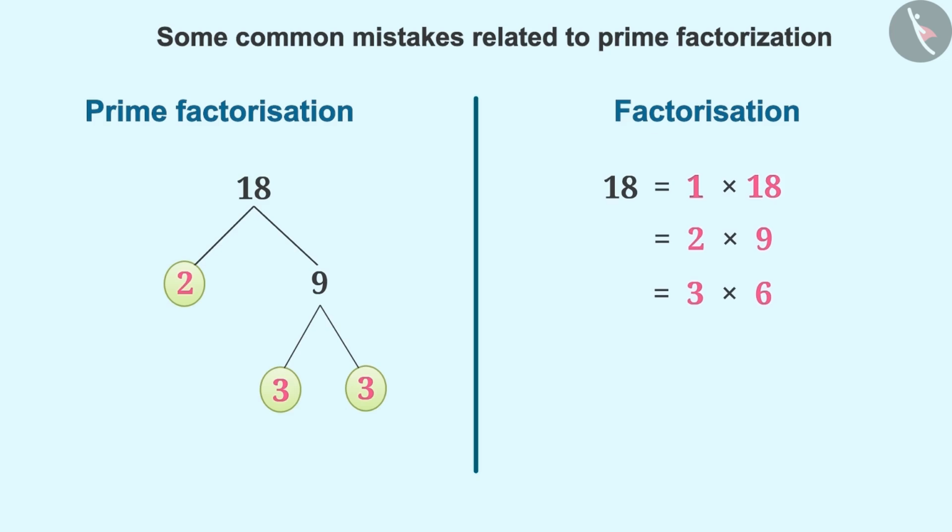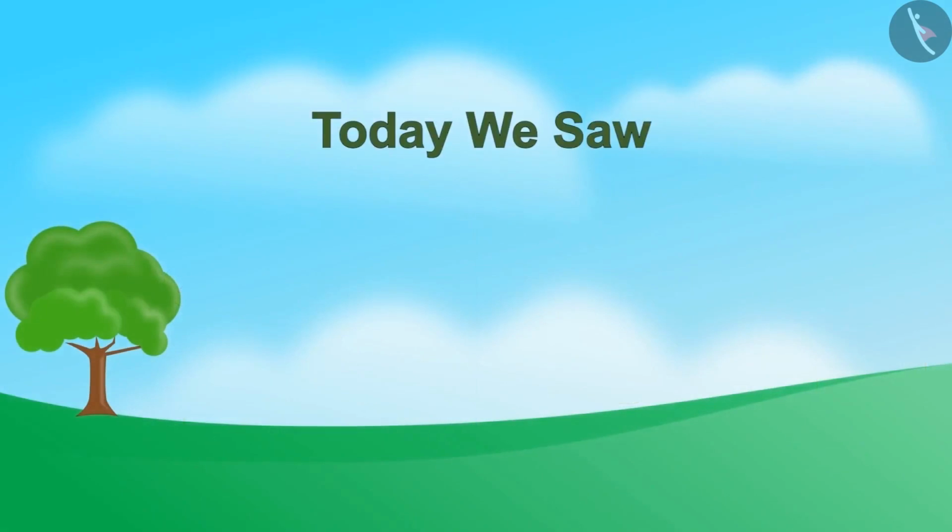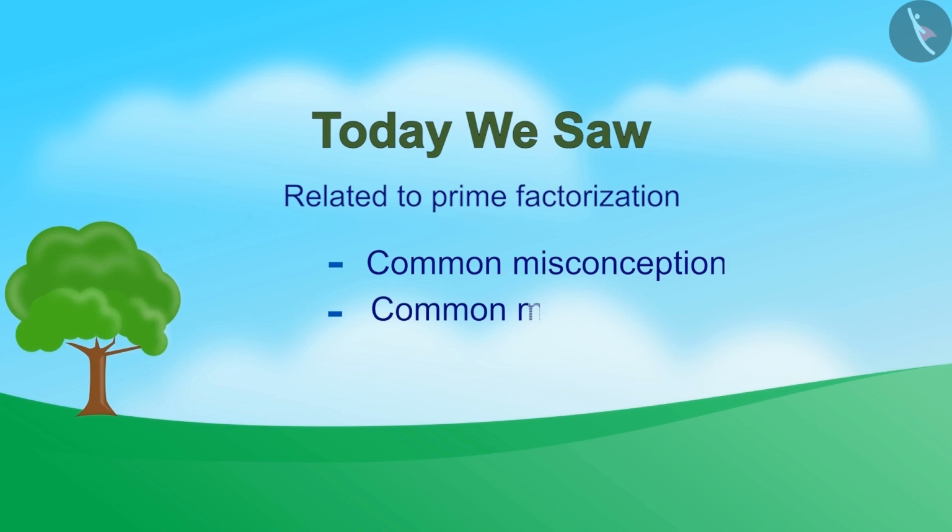Factors obtained by factorization method can consist of both prime and composite numbers. But the factors obtained by the prime factorization method can only be prime numbers. Today we saw some common misconceptions and mistakes related to prime factorization.